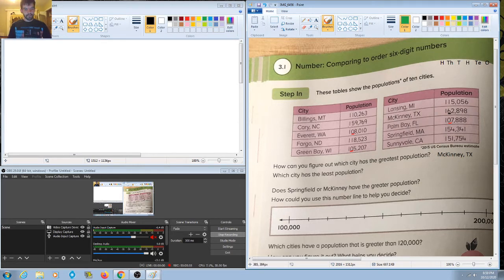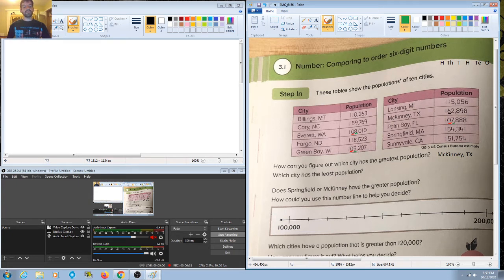I'll do green. So what we're going to do now is look at the thousands place value for these 3 candidates. So we have 8, 5 is less than 8, and 7. So between the thousands place, we have 8, 5, and 7. The lowest one is going to be that 5 in the thousands place, which is going to be Green Bay, Wisconsin.